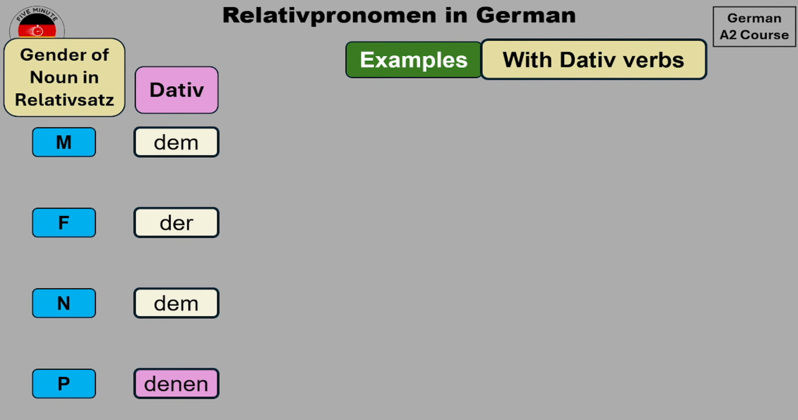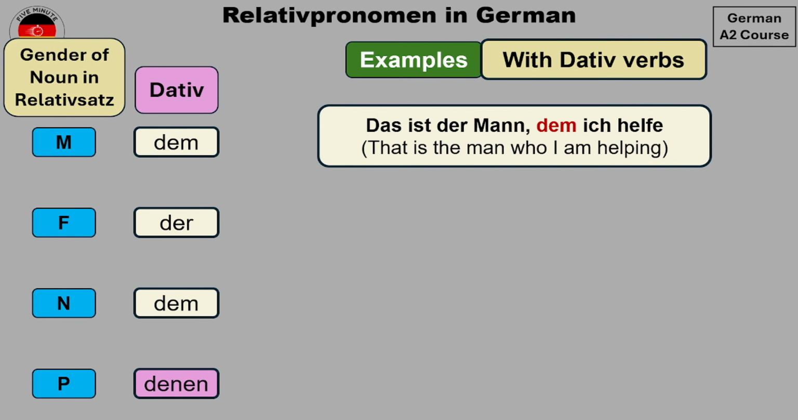An example for the masculine case will be Das ist der Mann, dem ich helfe. That is the man who I am helping. Now you see over here we have used the verb helfen, which is a dative verb. That's why we have used the relative pronoun dem to refer to der Mann.